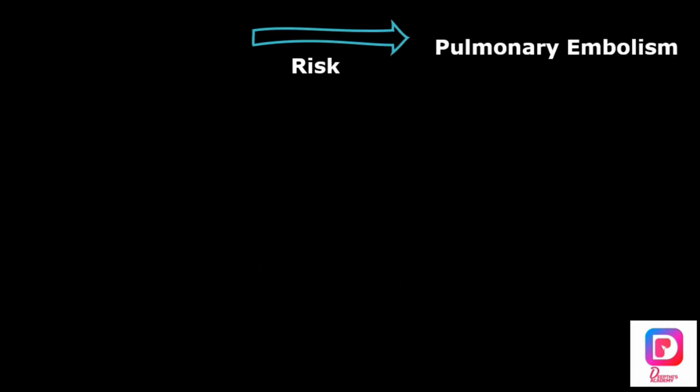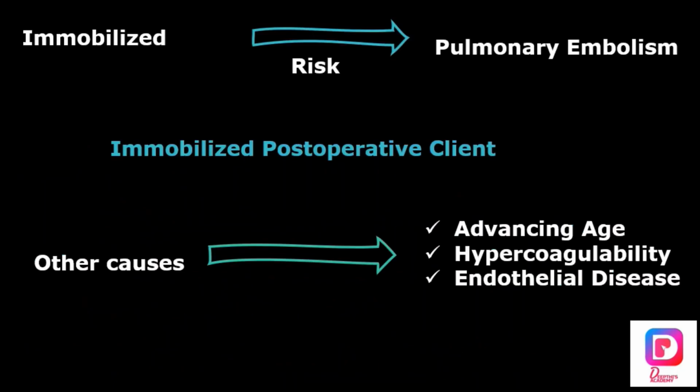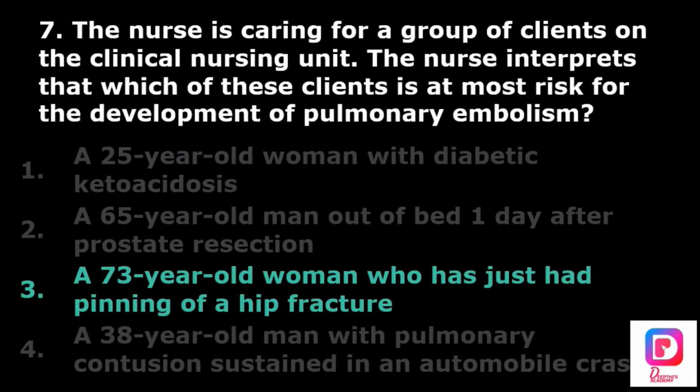Clients frequently at risk for pulmonary embolism include those who are immobilized. This is especially true in the immobilized post-operative client. Coming back to the question, in the options we can see one patient who is immobilized, a 73-year-old woman who has just had pinning of a hip fracture. Other causes include advancing age, hypercoagulability, and endothelial disease. The right answer is a 73-year-old woman who has just had a pinning of a hip fracture.